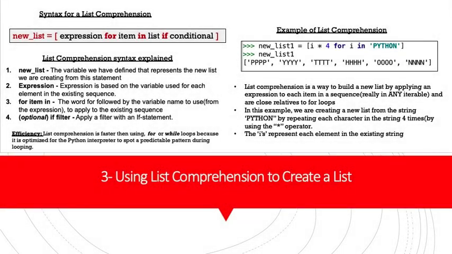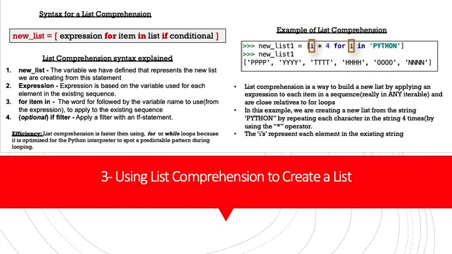And finally, the last way we'll talk about is through using something called list comprehension. List comprehension is a way to build a new list by applying an expression to each item in a sequence, really any iterable, and they are close relatives to for loops. In the example above, we are creating a new list from the string Python by repeating each character in the string 4 times. We're doing this by using the asterisk operator.